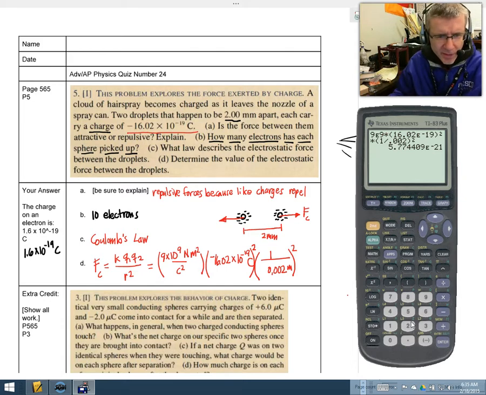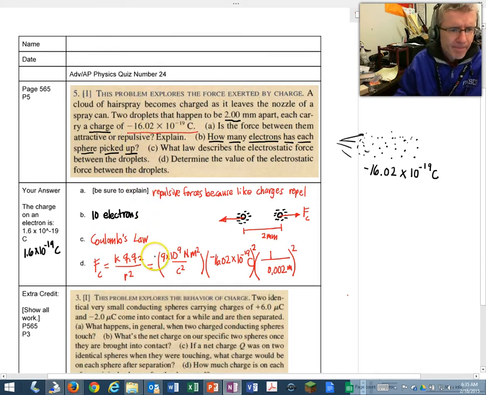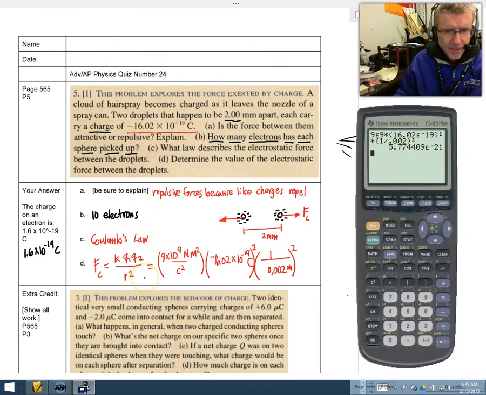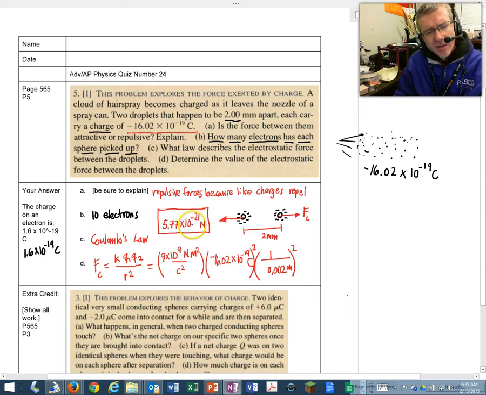5.77 times 10 to the minus 21 newtons. So let me write that down here. I guess I didn't leave much room here, so 5.77 times 10 to the minus 21 newtons. So a very small force, but again, the scales are small, and we do see droplets kind of spread out after we spray them.